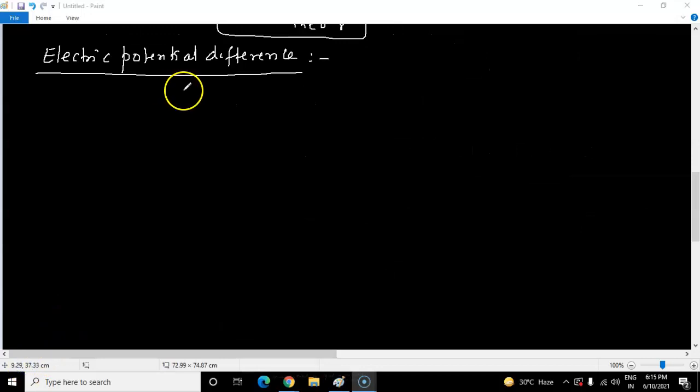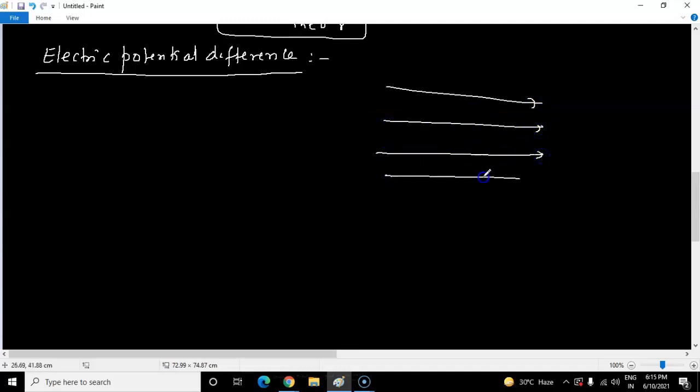The electric potential difference between two points in the electric field is defined as the amount of work done per unit test charge moving from one point to another point against the electric field. Okay, this is the electric field here. So this is point A and this is another point B. So any test charge Q here.